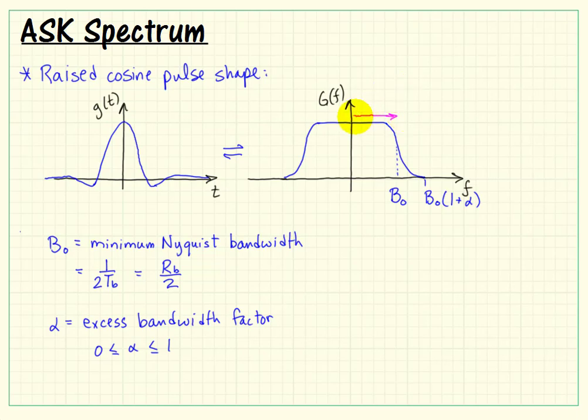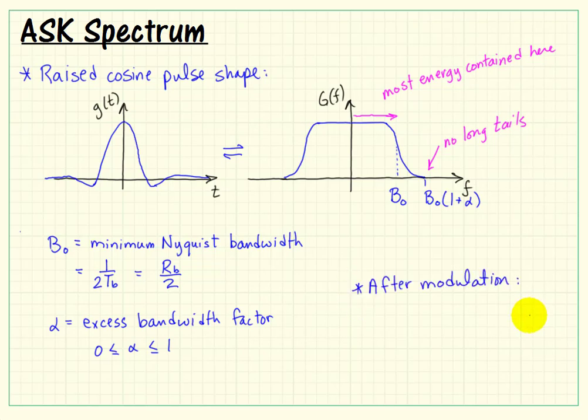But the neat thing about the raised cosine pulse shape is that the vast majority of the energy is contained within about B sub 0. We do not have the long tail extension as we find for the sinc function. A little bit of extra bandwidth, but certainly it doesn't persist for a long time.